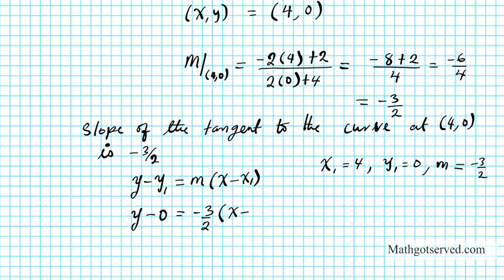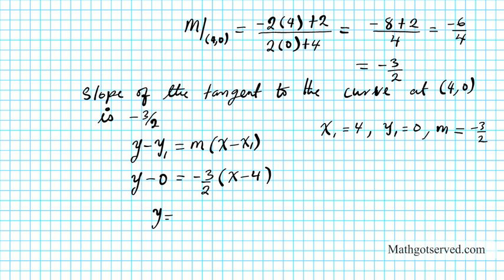Alright, so there goes your equation. Let's just simplify it a bit. So we have y equals negative 3 over 2 times x minus 4. This is the equation of the tangent line, okay?